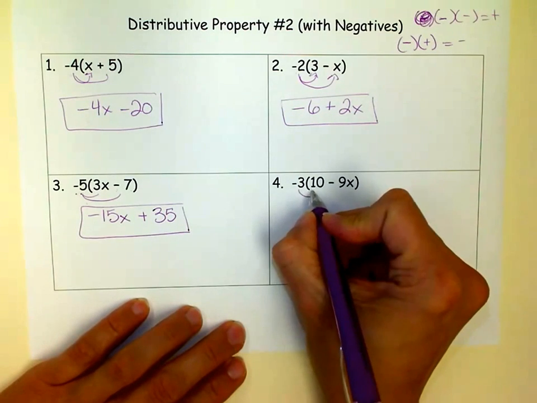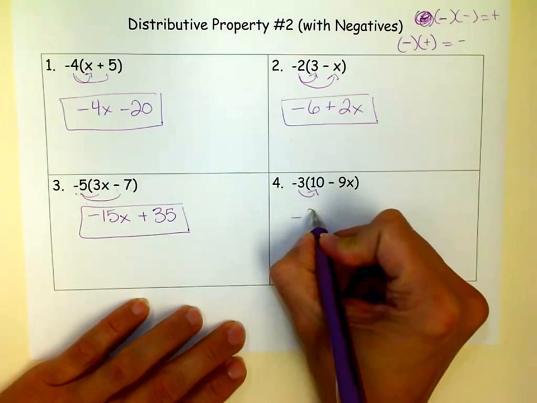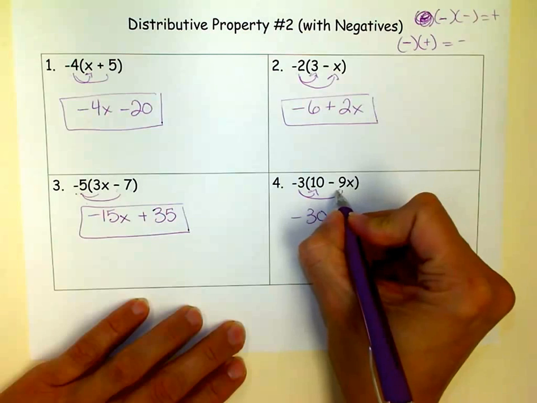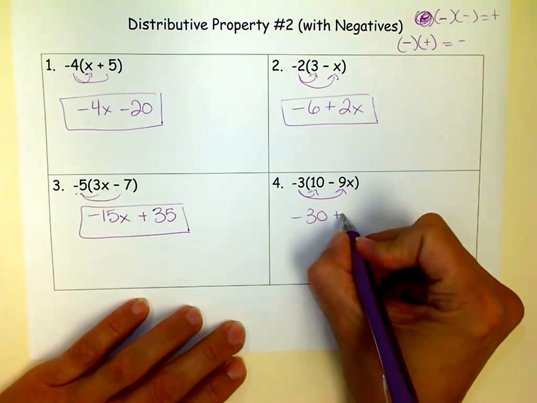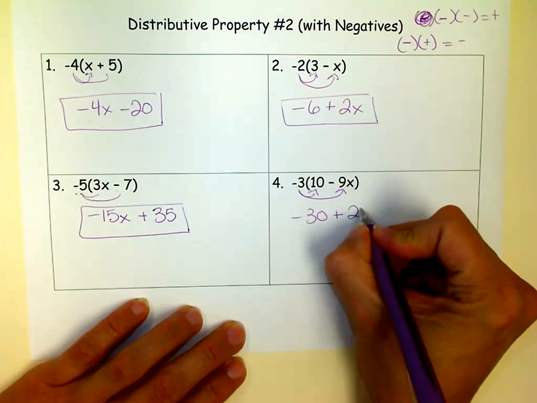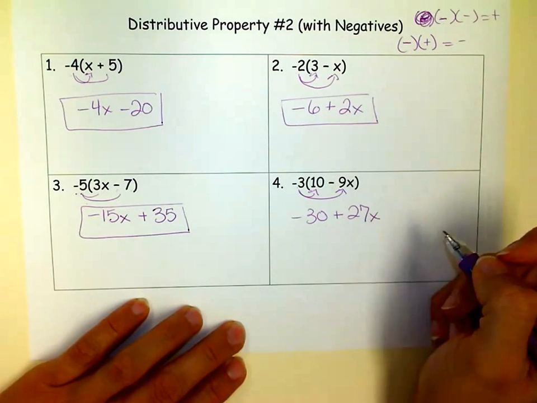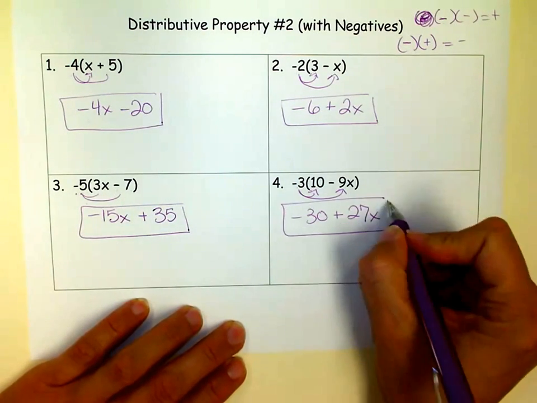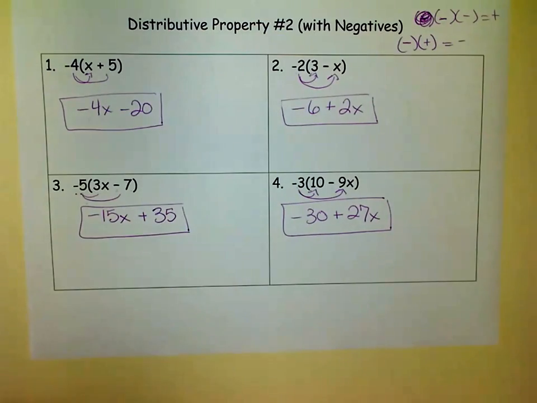And over here, negative 3 times 10 is negative 30. Negative 3 times negative 9 is a positive, because a negative times a negative is a positive. 3 times 9 is 27x, because we have the x. And that's our answer. So make sure you're careful with your signs when there's a negative outside that parenthesis.